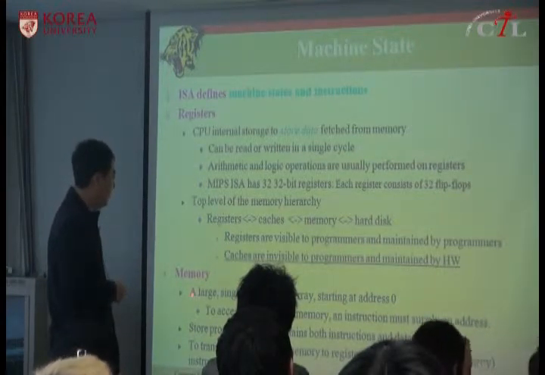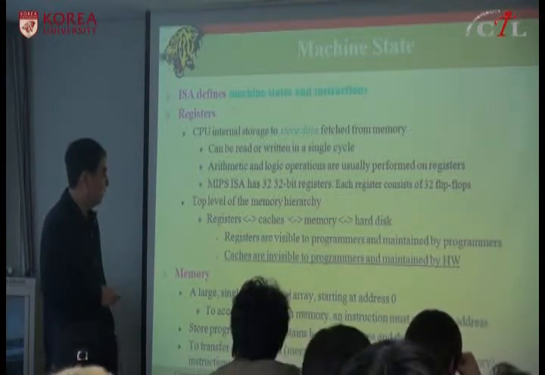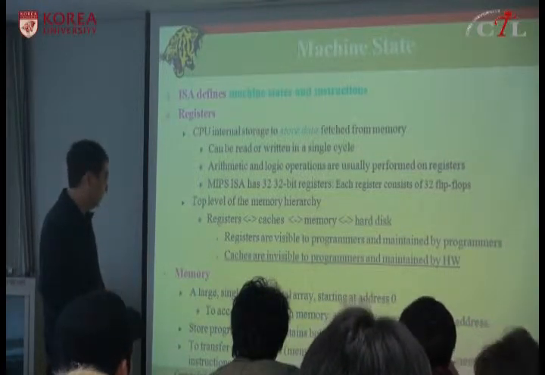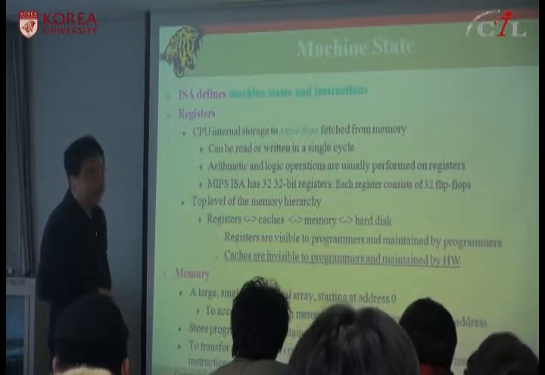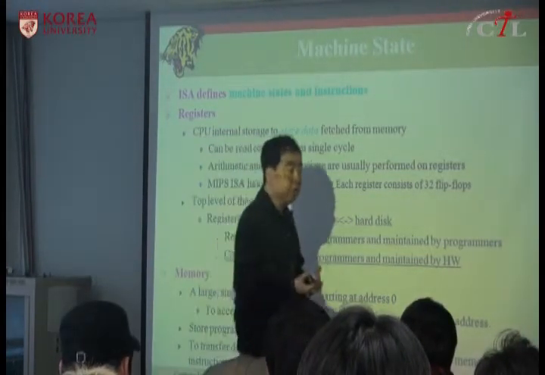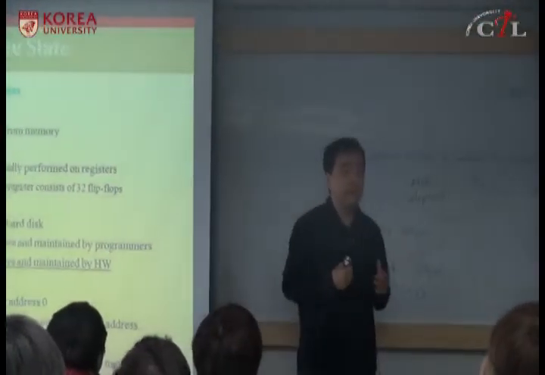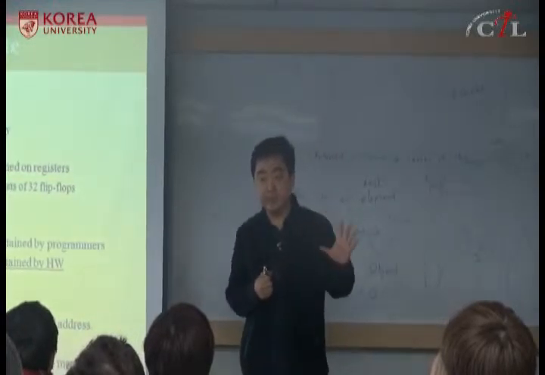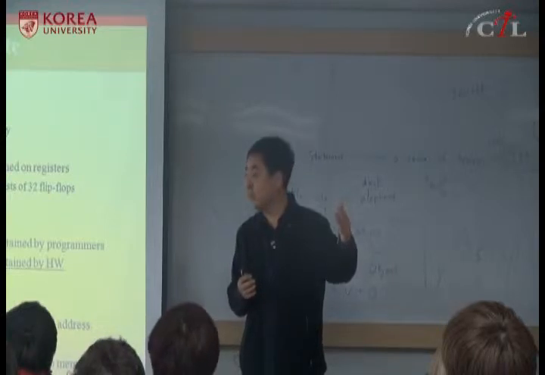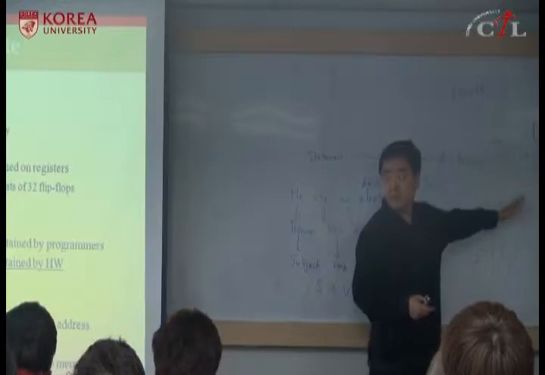So memory is a large single-dimensional array starting at address 0. To access a data item in memory, the instruction must supply an address. And memory contains a program. So you have compiled the program, it generates an executable file, .exe file. The .exe file contains both instructions and data. Okay? And this program that contains instruction and data is copied into this address space.